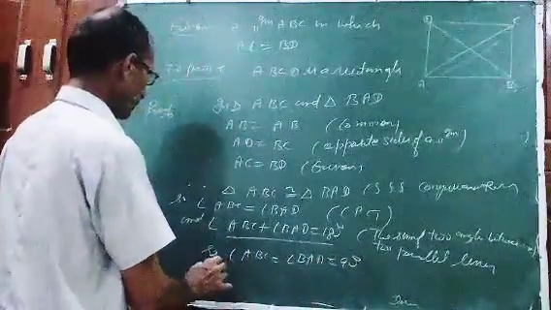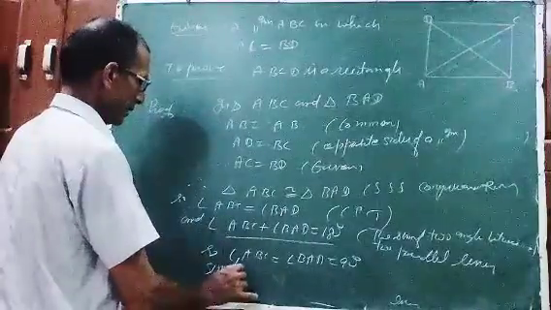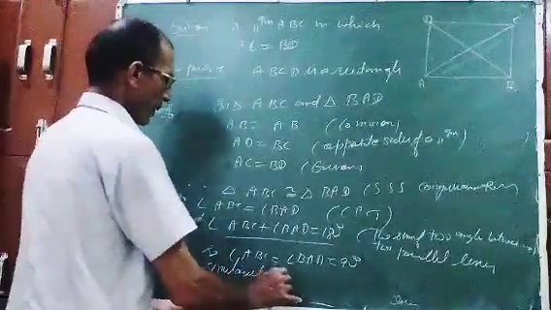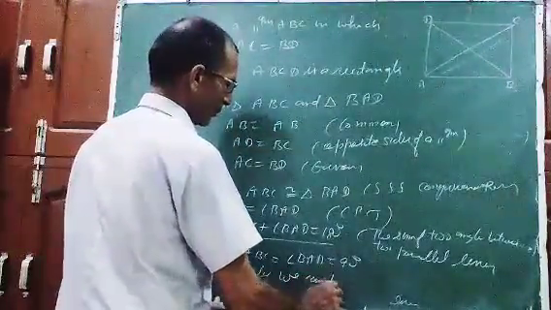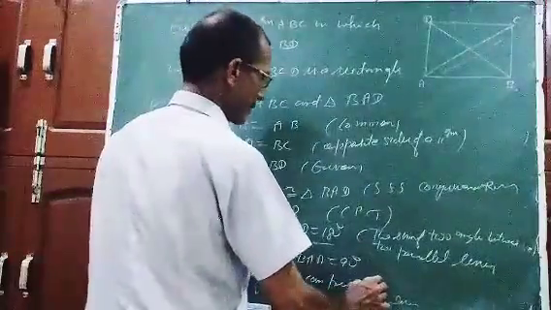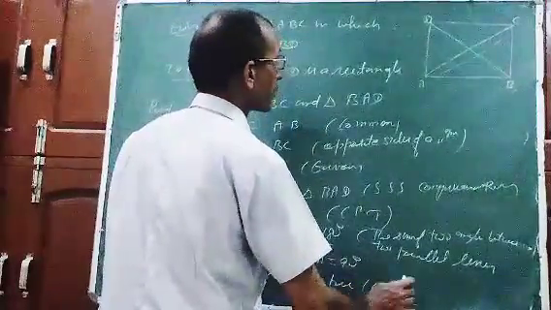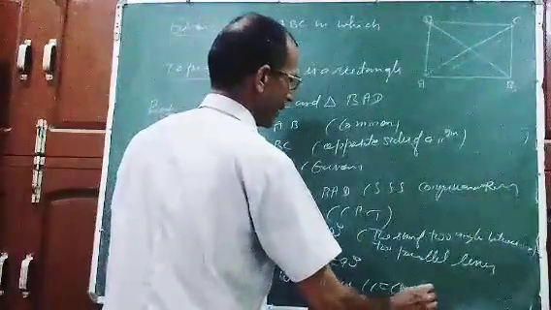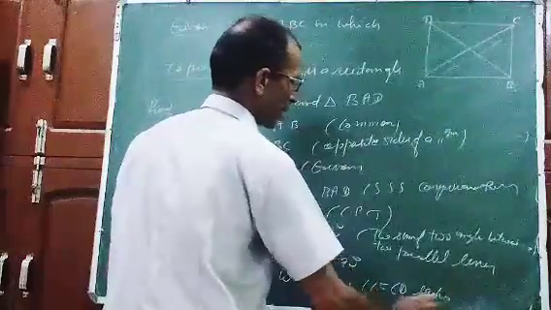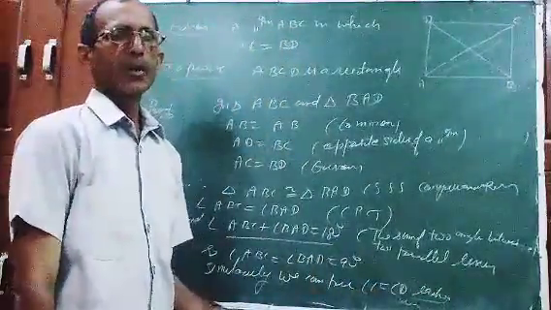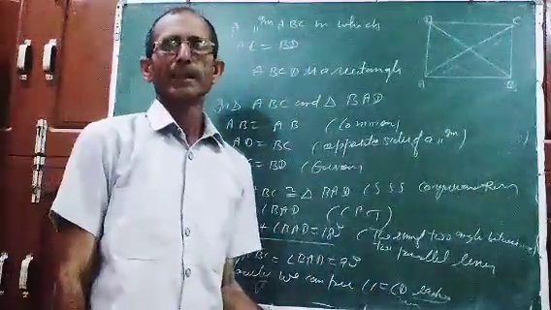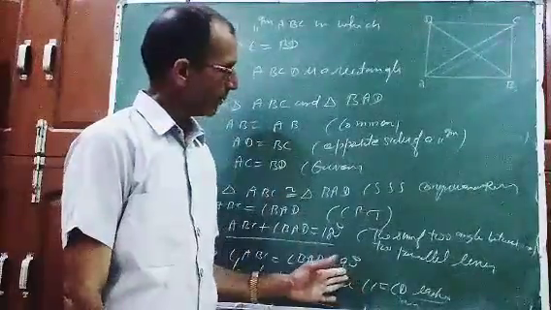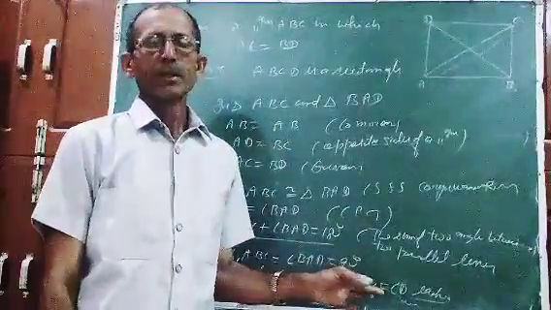Similarly, we can prove angle C is equal to angle D, which is 90 degrees. So this was the proof of this theorem. I hope you have understood, and I think in the beginning also I proved this theorem.